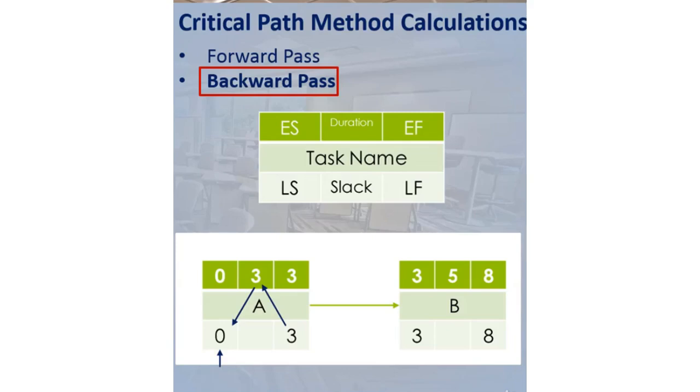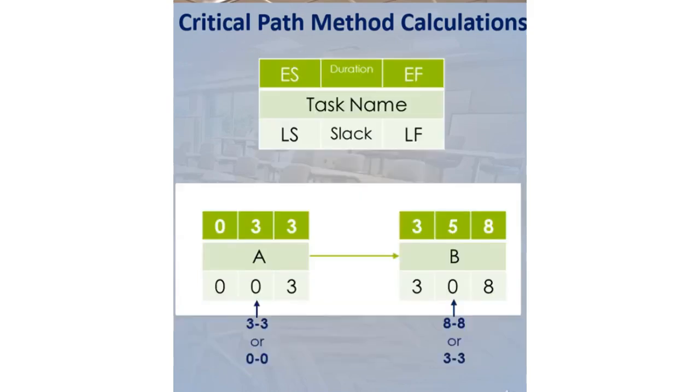As you see, we haven't calculated the slack value yet. To calculate this value, we either subtract ES value from LS value or subtract EF value from LF value. Both will give the same result. Slack value for A will be equal to 3 minus 3 or 0 minus 0. Therefore, it is 0.